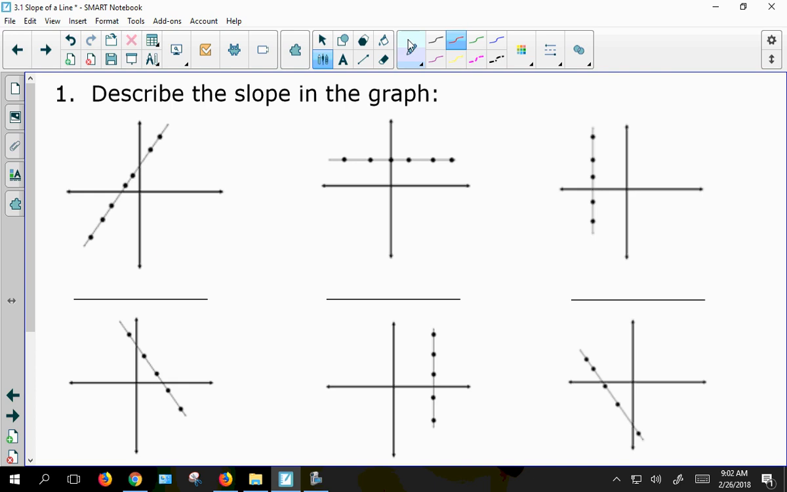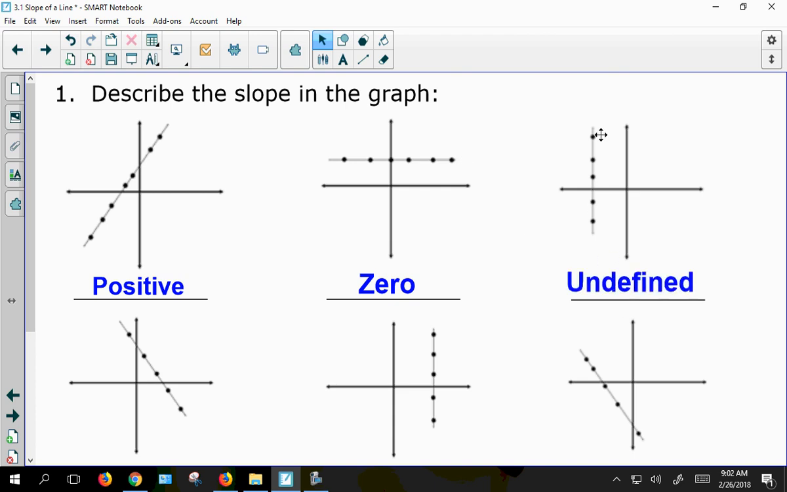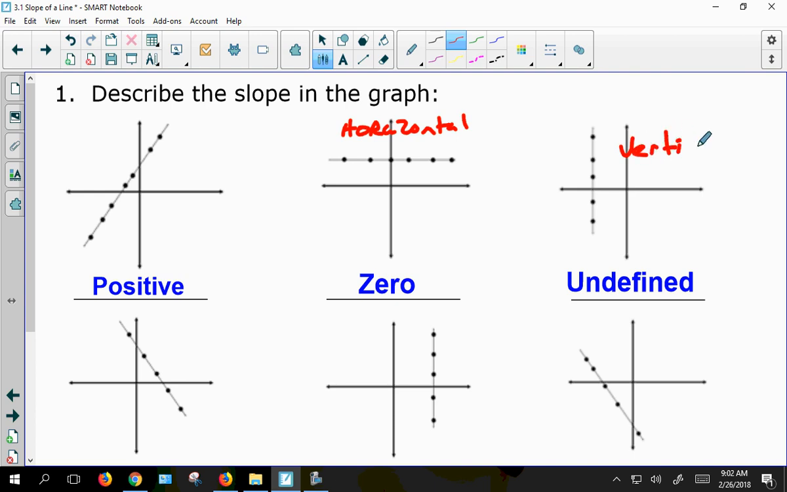Okay. This slope right here is positive. This is a horizontal line. Horizontal lines have a zero slope. This is a flat floor. Zero slope. This is an undefined vertical line. Okay, so this is horizontal. This is vertical. This is like your floor. This is like a wall. Okay.